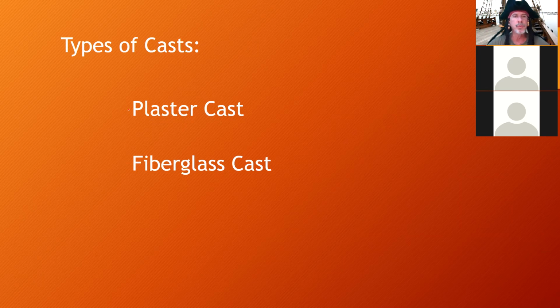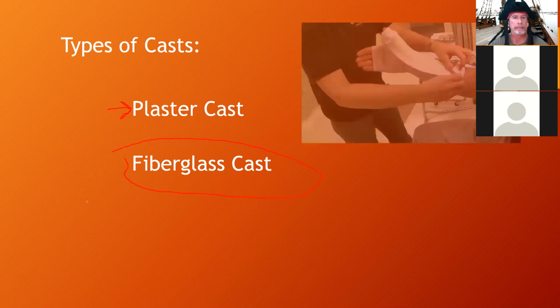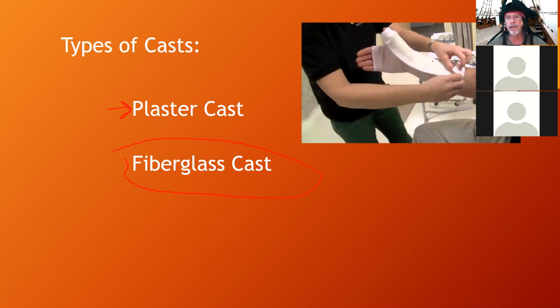Then when you go to the orthopedic doctor, usually in his office, he will put a plaster cast on whatever it is you broke. So the fiberglass is usually used in the ER. We use fiberglass casts a lot, and here's an example right here. See, this is a soft cloth.